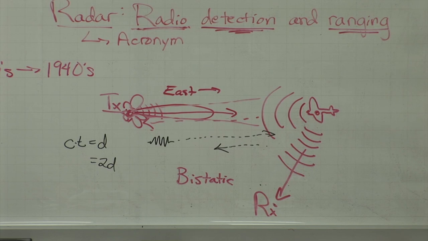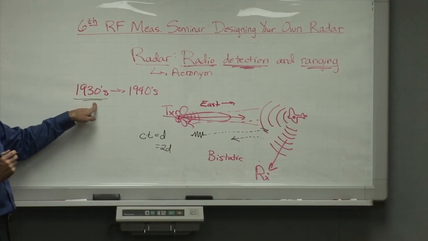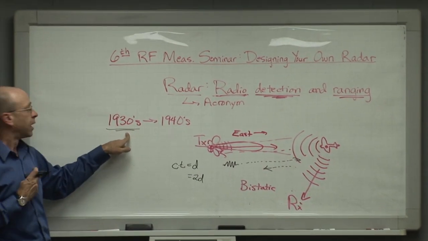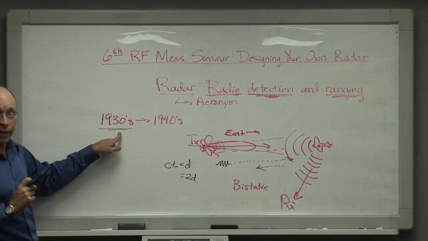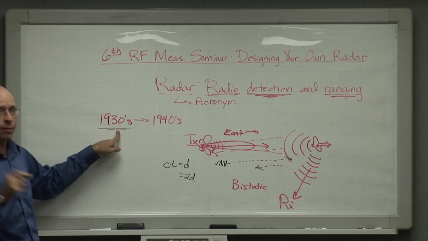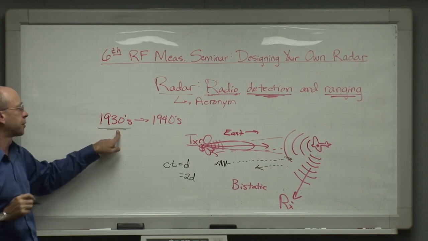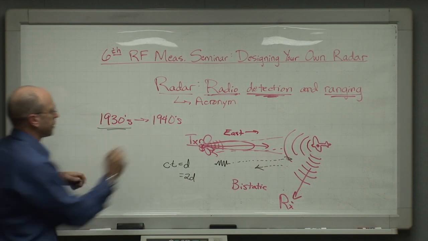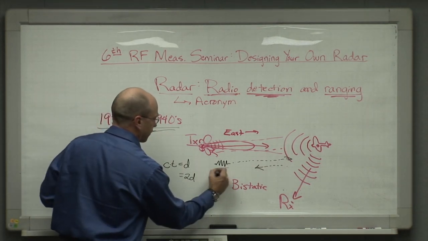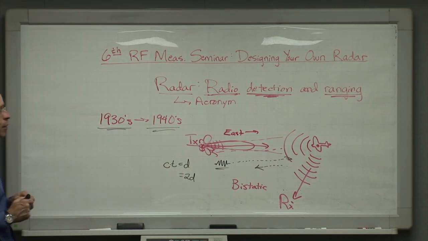Easy enough to do. And in the 1930s, people first began to notice that they could actually see electromagnetic energy being disturbed by large objects like ships. For example, a ship would sail through a channel and they would see a disturbance in energy in a communication link across the channel. They used this by the 1940s to produce these sorts of pulsed emissions where they were intentionally looking for the distance out to a target and back.